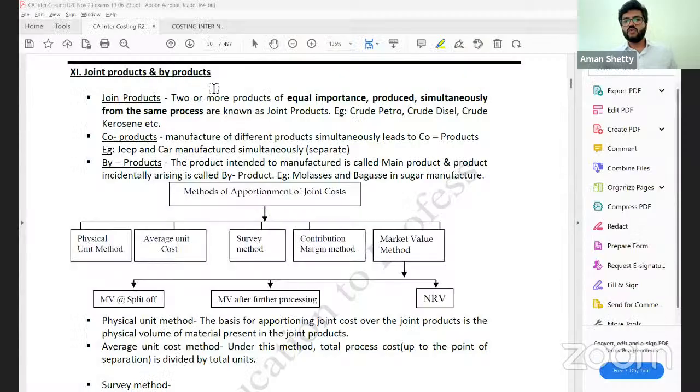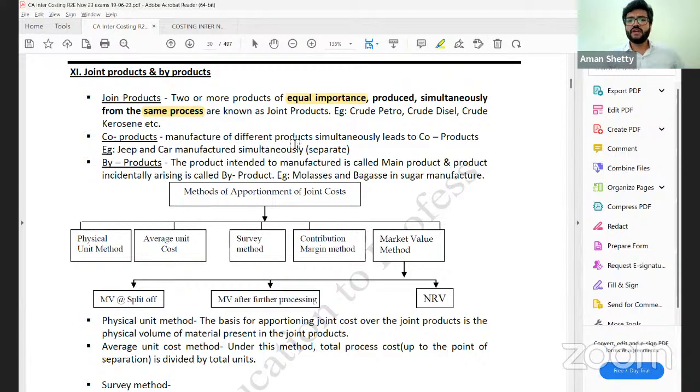So yes, 2 or more products of equal importance. Correct. Joint products are 2 or more products of equal importance produced simultaneously from the same process. All are important. Not a single word you can miss. Yes, equal importance produced simultaneously from the same process. Yes, example. Best example is your crude petrol, crude diesel, and crude kerosene. Yes or no? This is my joint product.